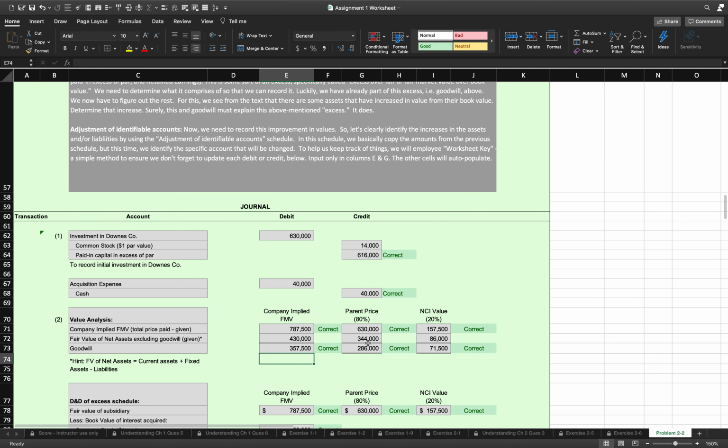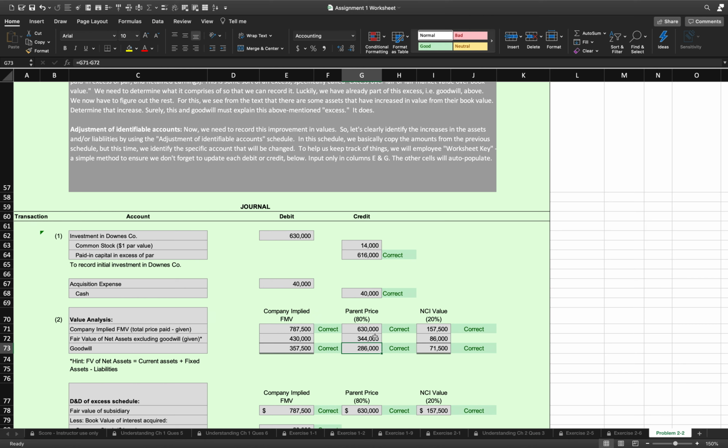But before we get further, I just want to make sure that you guys are clear on some of these points. That parent, in fact, paid 80% of the company for 630,000. Now we know that the fair value of the net assets they were purchasing was 430,000. 80% of that is their share, right? So we can simply go 0.8 times this 430 amount, and that should give us a 344. That wouldn't lead us to the correct answer here, but it would lead us to a goodwill of 286, which is, of course, the difference between the two.